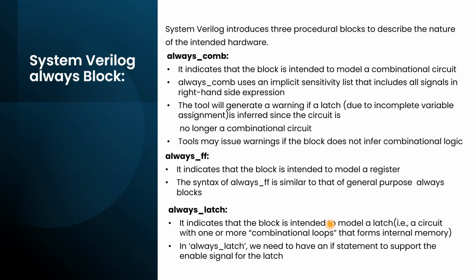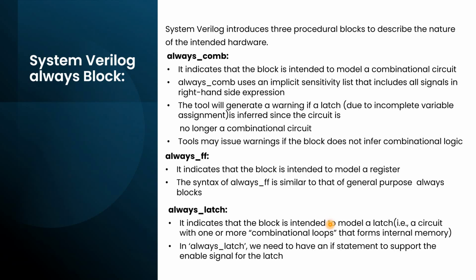our code inside doesn't implement a latch, then the compiler throws an error. It says that you wanted to implement a latch, but your code inside the always_latch block doesn't implement a latch. Or for example, with always_ff, you want to implement a flip-flop, but your code inside the always_ff block doesn't obey the coding style of implementing a flip-flop, rather it obeys a combinational logic or a latch. So in that case, the compiler will throw an error.